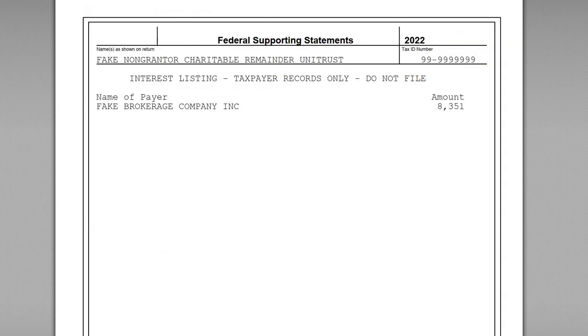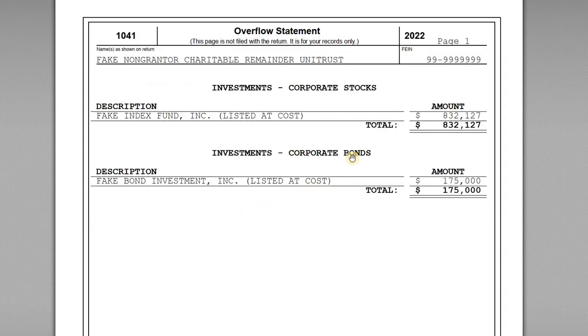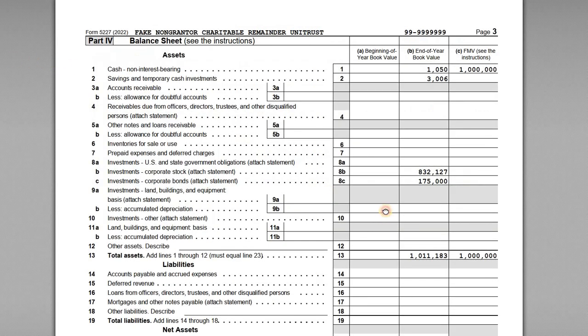So if we look at our supporting statements section here, this is the attachment that we've provided, and we've indicated that we have a $832,000 investment in an index fund, and we've listed it at cost. So you don't want to just group all publicly traded securities or all bonds. You should specifically identify each investment you have. Although it can be quite time-consuming to enter each one, that's the way it should be presented. You want to provide as much detail as possible.